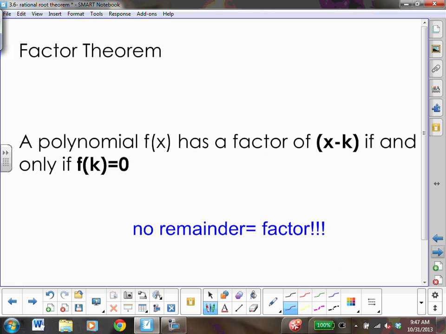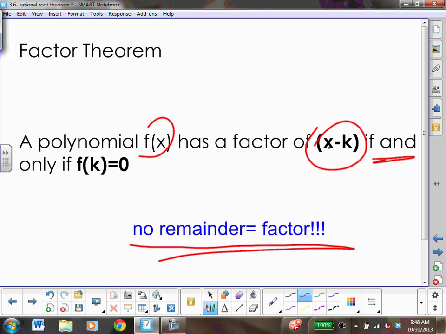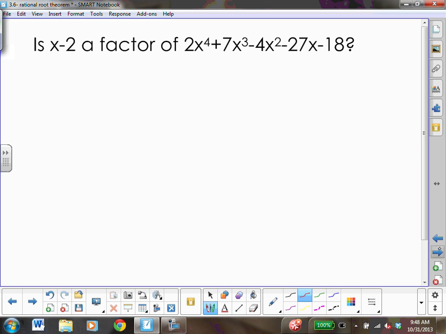The factor theorem states that if a polynomial f of x has a factor of x minus k, it has the factor of x minus k if and only if f of k is 0. Meaning that if I plug in the number and I don't get a remainder, then I automatically am a factor, which follows the rules of division. So let's do an example involving that. Is x minus 2 a factor of 2x to the 4th plus 7x to the 3rd minus 4x squared minus 27x minus 18?